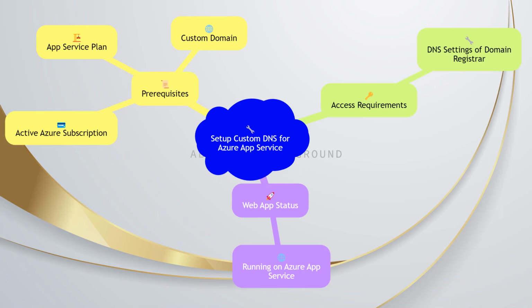Before mapping a custom DNS name to your Azure App Service, ensure you have an active Azure subscription and an app service plan. You also need a custom domain registered with a domain registrar. Access to the DNS settings of your domain registrar is crucial for configuring the necessary DNS records. Lastly, ensure your web app is up and running on Azure App Service.